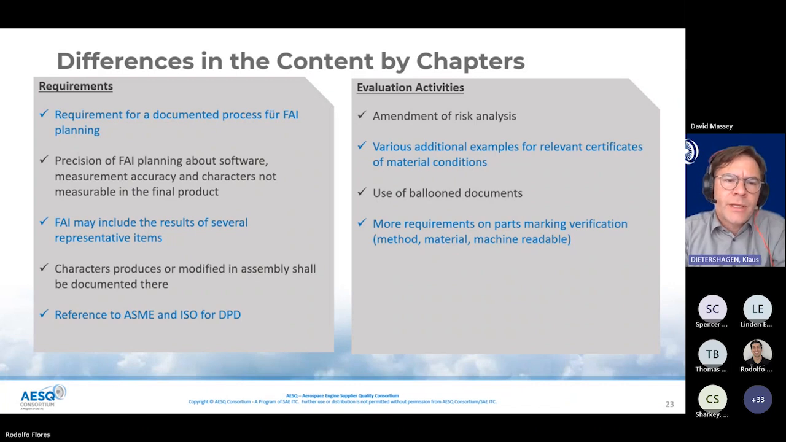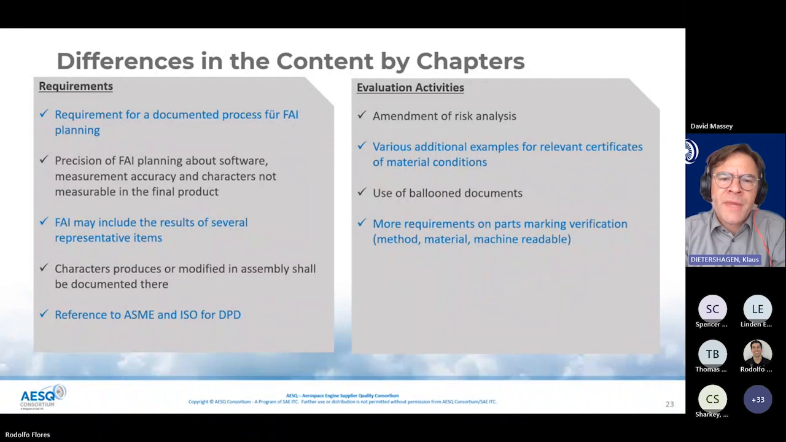Yes, then the next point within the requirements is the possibility to use several items within one first article inspection, which is, in my point of view, a relaxation, meaning that when the parts are comparable, we can compare them and summarize them within one first article inspection. Then there is a point about the assembly. So when we produce or modify characteristics later in the assembly, then we shall document them in that assembly. And then there are references within the requirements to standards about the digital product definition. Yes, this is about the requirements.